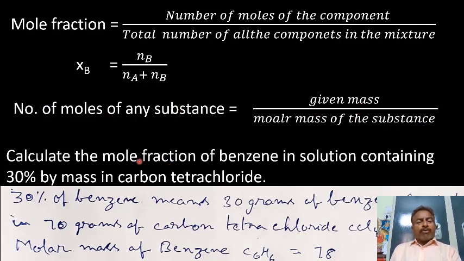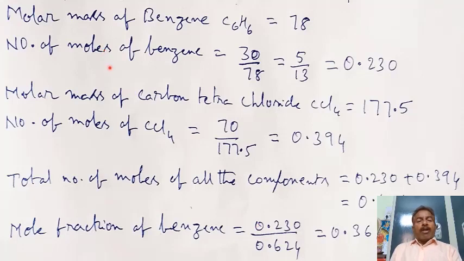Now based on this, let us do a small problem. Calculate the mole fraction of benzene in a solution containing 30% by mass in carbon tetrachloride. This is also an NCERT textbook question. 30% of benzene means 30 grams of benzene is present in 70 grams of carbon tetrachloride. The formula of carbon tetrachloride is CCl4. Molar mass of benzene, C6H6, is 78. Number of moles of benzene equals given mass by molar mass. That is 30 by 78, which is 5 by 13. If we simplify, we get 0.230.